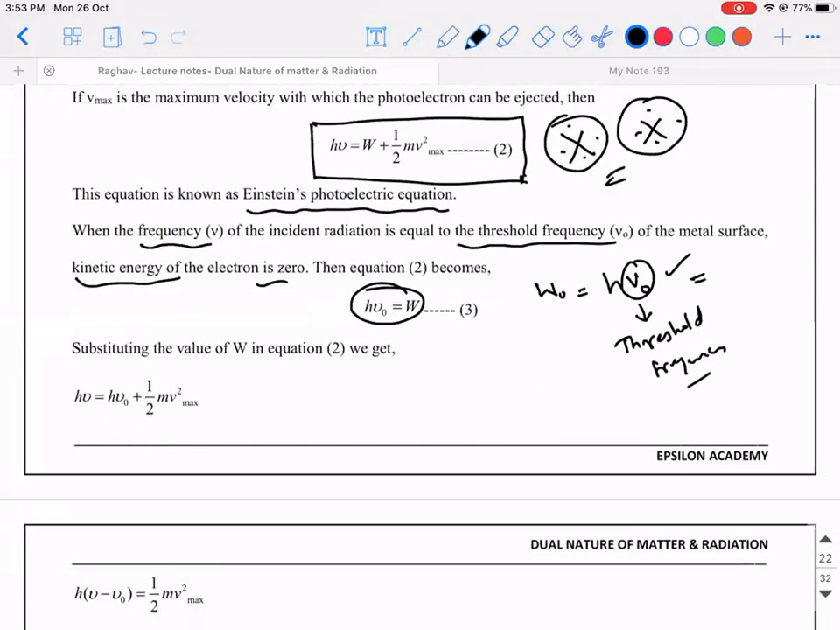So I just want to explain one important point which is not there here. nu naught can be written as c by lambda naught. So when you call nu naught the threshold frequency, which is the minimum value, this lambda naught is the maximum wavelength. You should not call it threshold wavelength. Why? Because threshold means minimum.